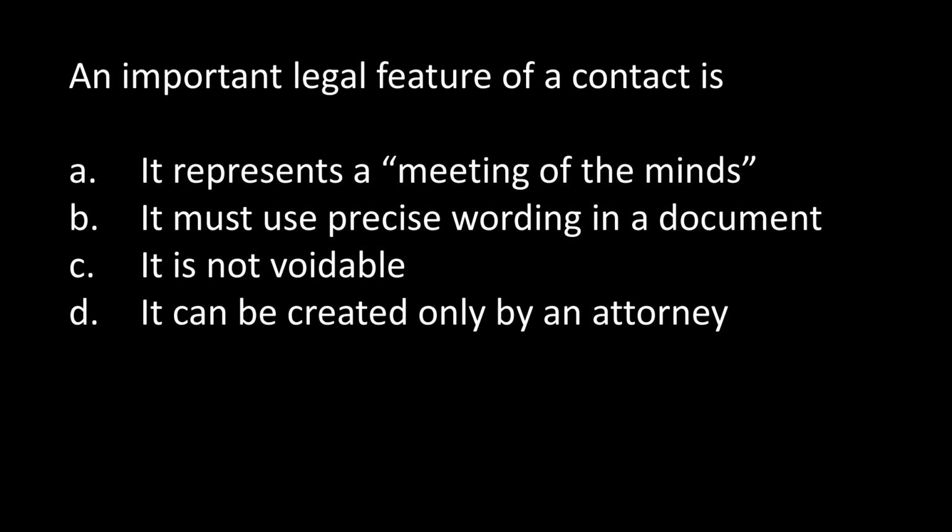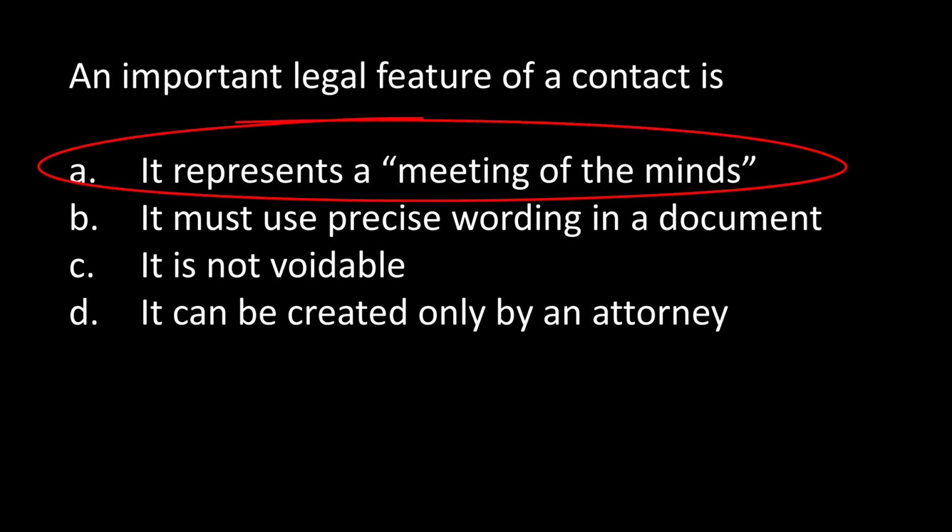Question number 5. An important legal feature of a contract is A. It represents a meeting of the minds. B. It must use precise wording in a document. C. It is not voidable. D. It can be created only by an attorney. Well, the best answer here would be A. A legal feature of a contract is that it represents a meeting of the minds, a complete agreement between the parties.